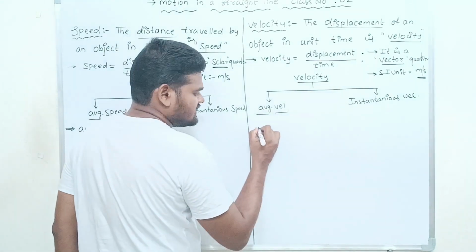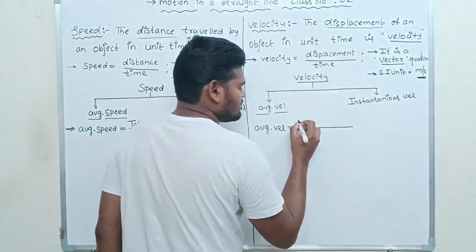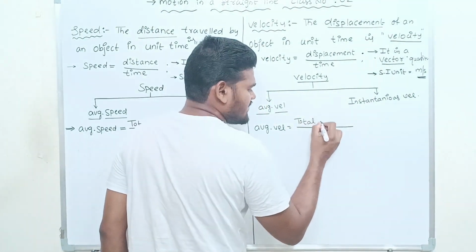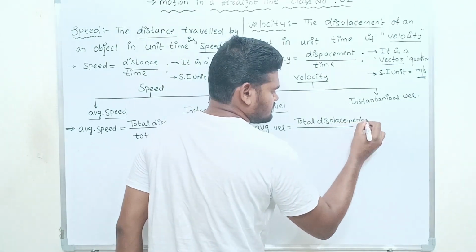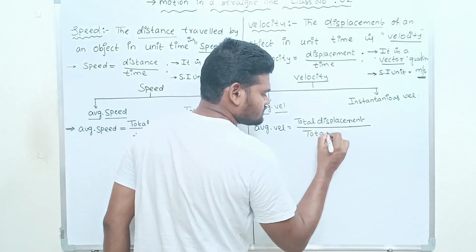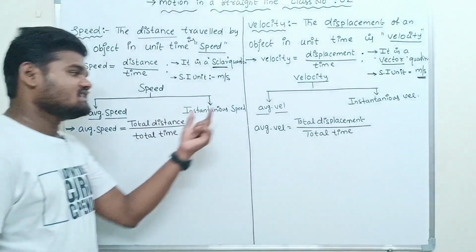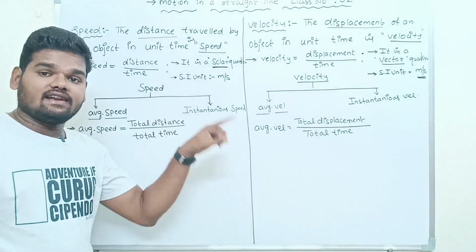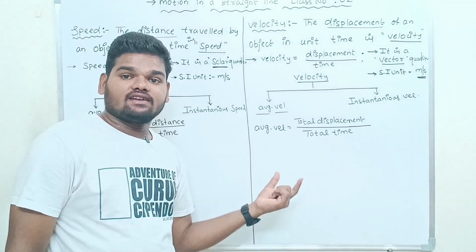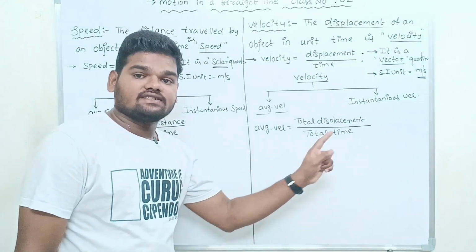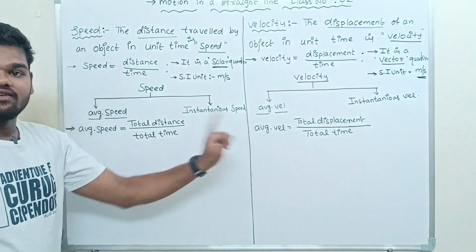What is average velocity? Average velocity is nothing but total displacement by total time. Only the difference is here distance, here displacement. What is distance? The length of your actual path between two points. What is displacement? The shortest distance between the two points is called displacement. So remaining all are same.